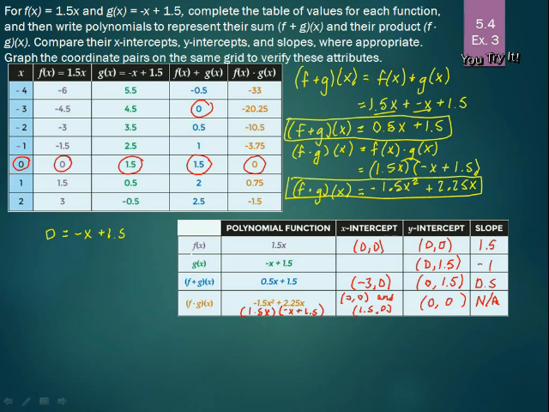Lastly, for our g of x function, we can plug in 0 for g of x, and solving this, we move x to the other side by adding x on each side. So we have x equals 1 and 5/10. So our x-intercept will be 1 and 5/10, 0. Now in the calculator graphing this, I'll blow up that graph and we can compare the x-intercepts, y-intercepts, and slopes.